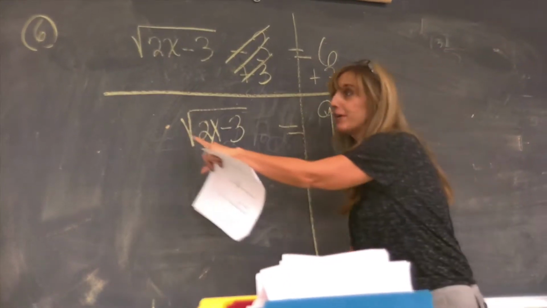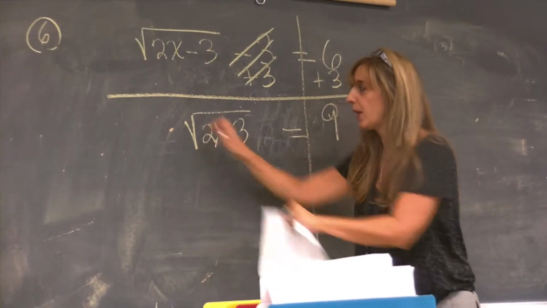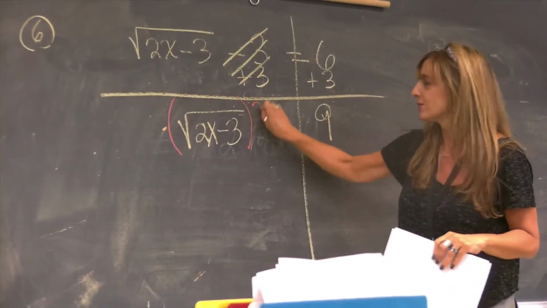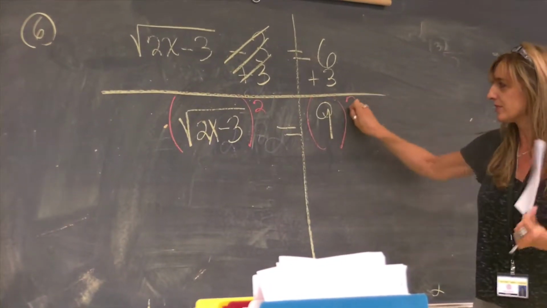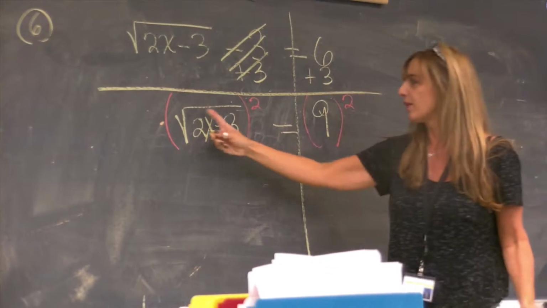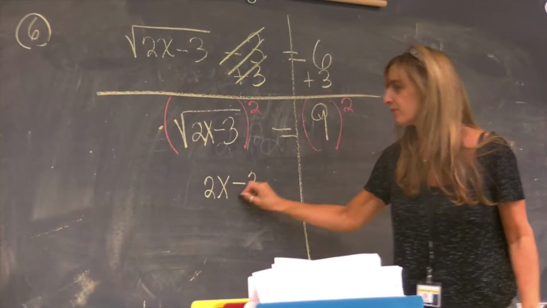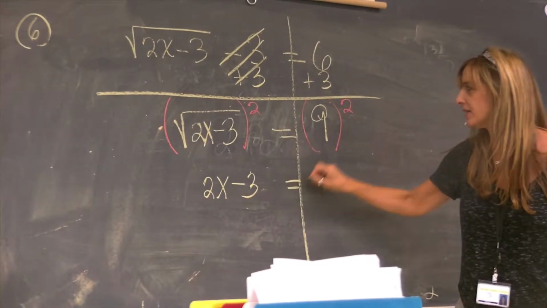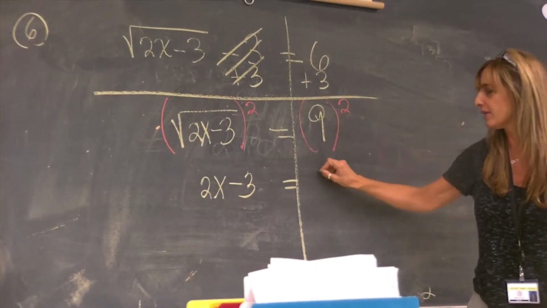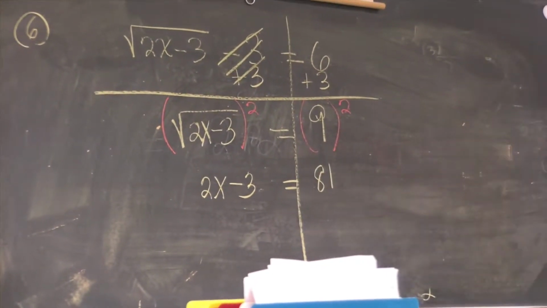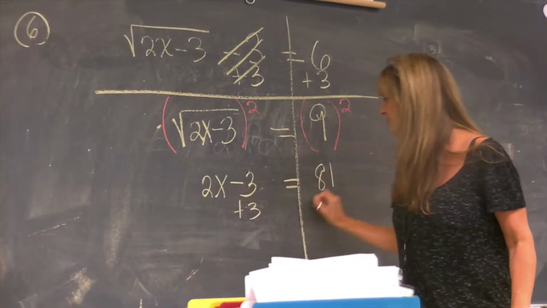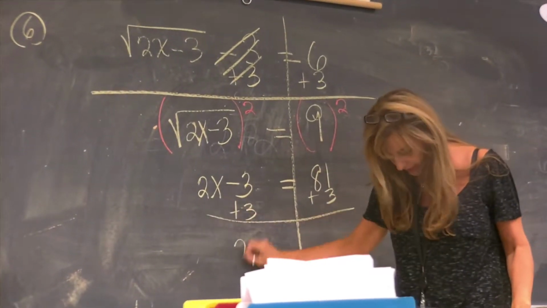Now I have to get rid of the square root. So to get rid of a square root, I square both sides. I squared a square root, and it goes away. So I'm left with the radicand, 2x minus 3. And 9 squared is 81. And then you just solve the linear equation. You add 3 to both sides.